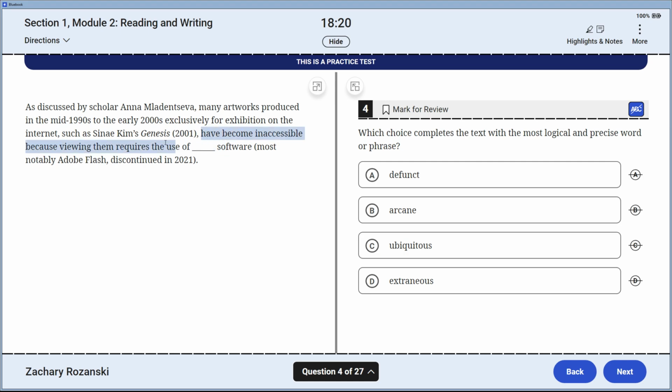Now, I become inaccessible because is going to kick me. They are inaccessible because viewing them, nobody can access them. So it's not everywhere. The rest are still on the table. Most notably, it was discontinued. Requires the use of defunct. Matches the discontinued statement on this one.